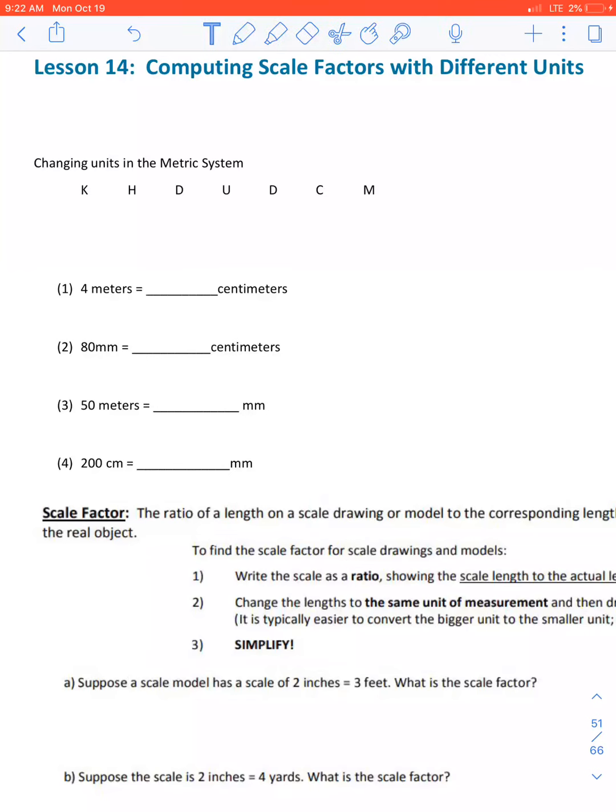All right, this is lesson 14. We're computing scale factors with different units. The first part of this lesson is just a little background knowledge on how to change units in the metric system. You're going to need this for the scale factor work that we're going to be doing. So I'm just going to remind you of how to do this.